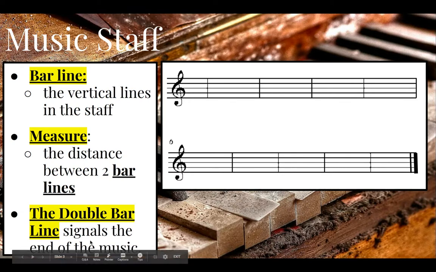And then the double bar line signals the end of the music. Double bar line is exactly what it sounds like. It's this double, so two vertical lines, and it will always be at the end of a piece of music.